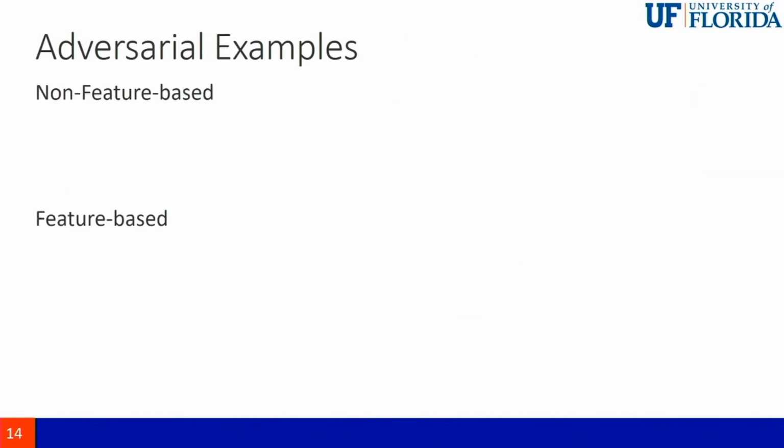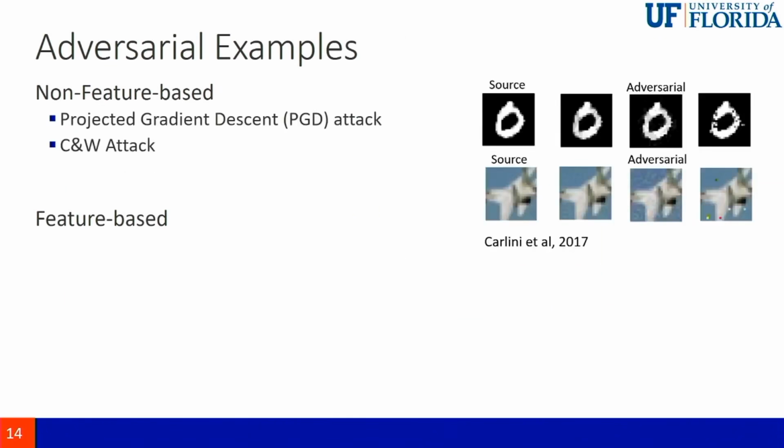I mainly divided them into non-feature based or feature based. Again, it's only my own category. So here are some examples of C and W attack. You have the source image. You're trying to include some perturbation, and you have the adversary image.